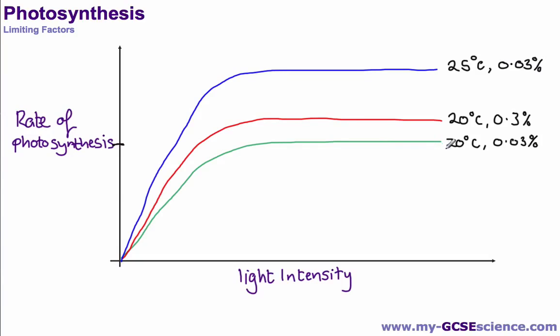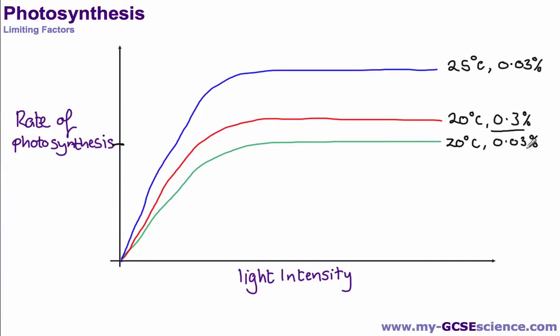Now, if we change the conditions slightly, because we know that light is no longer the limiting factor here, something else is. Well, if we change something else, in this case I've changed the CO2 concentration, I've made it 0.3%, which is exactly 10 times more than 0.03%, I can see that the rate of photosynthesis increases and it flattens out at a higher level. So increasing the CO2 concentration makes the rate of photosynthesis flatten out at a higher level.